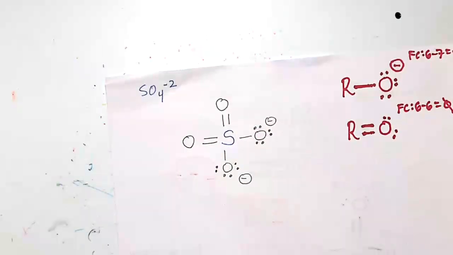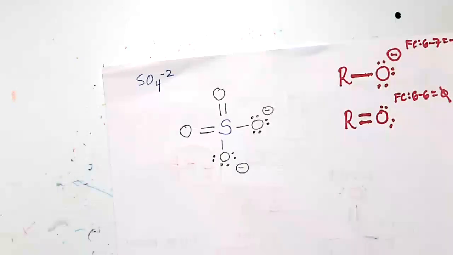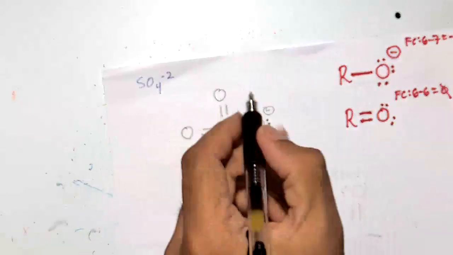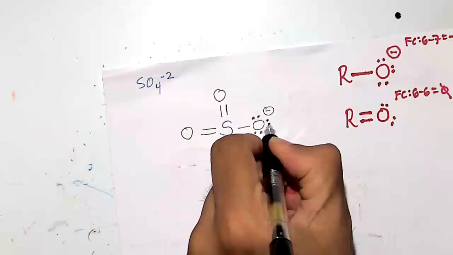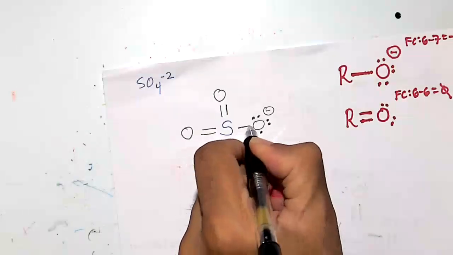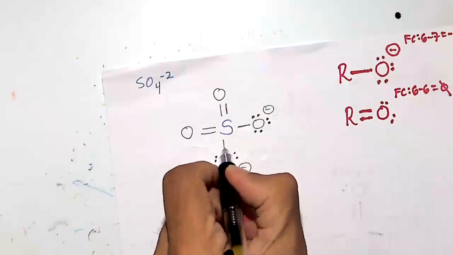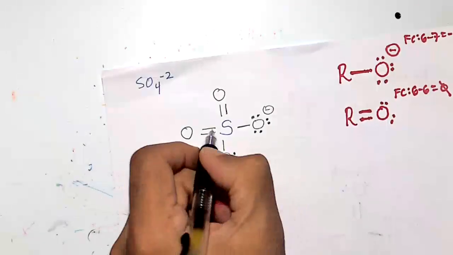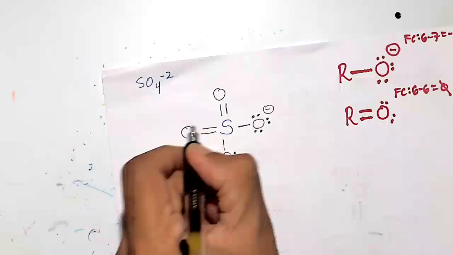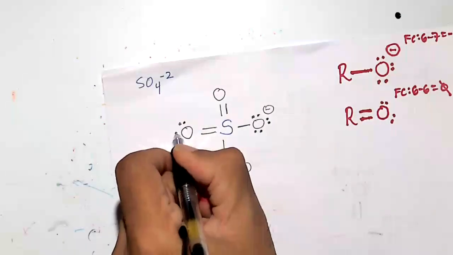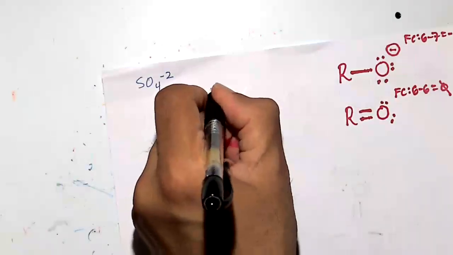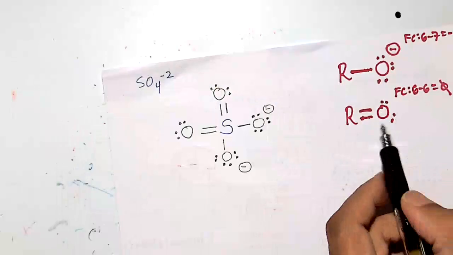Negative. And this is our minus 2. All right, let's see. We need 32 valence electrons, right? Count with me: 1, 2, 3, 4, 5, 6, 7, 8, 9, 10, 11, 12, 13, 14, 15, 16, 17, 18, 19, 20, 21, 22, 23, 24, 25, 26, 27, 28, 29, 30, 31, 32.